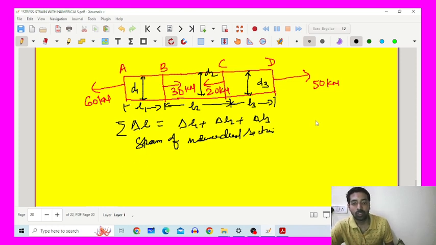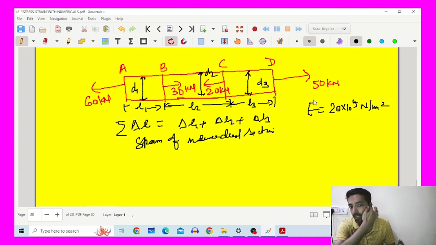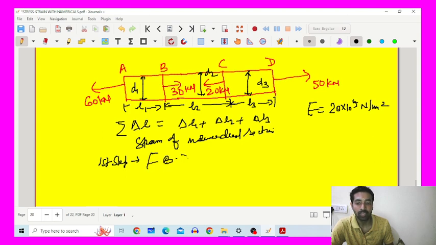In that case, the question may already give that E equals, let's suppose, 20 into 10 to the power 9 Newton per meter square, the modulus of elasticity of the particular material. In such a problem, the first step required is to draw the free body diagram. So what is a free body diagram?